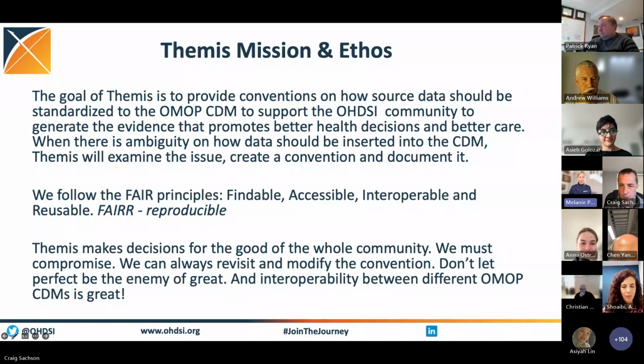So Themis supports this whole community to produce real-world evidence. We follow the FAIR principles, which you know from data, but I've actually taken that acronym and expanded it a little bit for real-world evidence. We want it to be findable, accessible, interoperable, reusable, and most definitely reproducible. And so you need to follow the rules and the conventions when inserting your data into the OMOP CDM in order to make that real-world evidence reproducible.